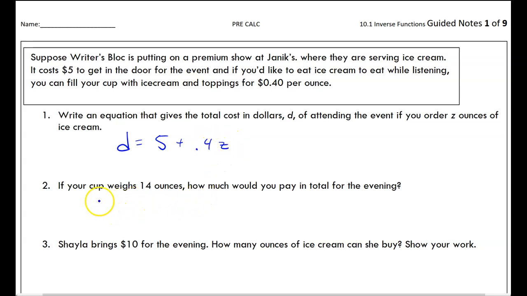And then if your cup weighs 14 ounces, well, that's Z ounces of ice cream, right? How much would you pay in total? Well, obviously here we're plugging in 14 to our equation, right? So that would look like this. And when you evaluate that, I'm just using my calculator, you get $10.60, which is not bad for an evening of ice cream and poetry.